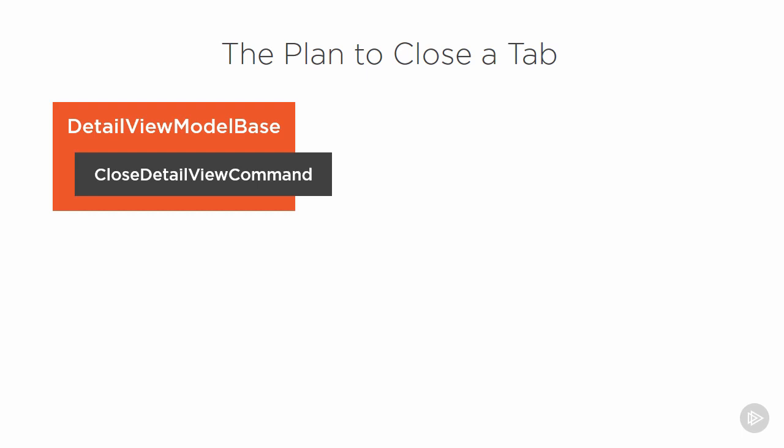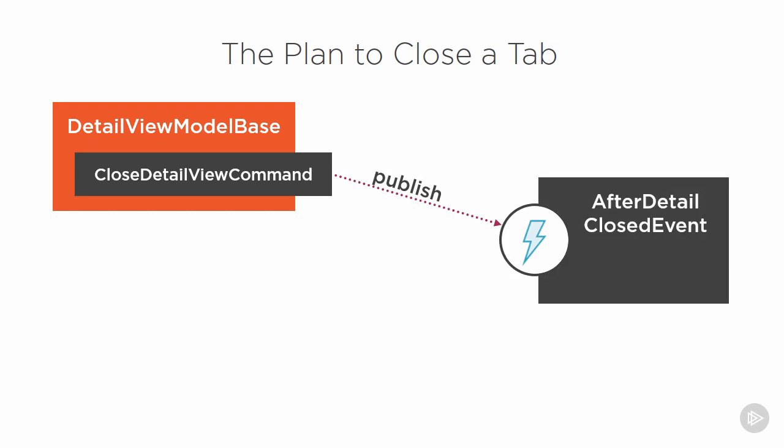When the closeDetailViewCommand is executed, it will publish the AfterDetailClosed event by using Prism's event aggregator. The AfterDetailClosed event will contain the ID of the DetailViewModel, or respectively of the model that lives in this DetailViewModel, and it will also contain the viewModel name of the DetailViewModel. In our case, this name is either Friend DetailViewModel or Meeting DetailViewModel.